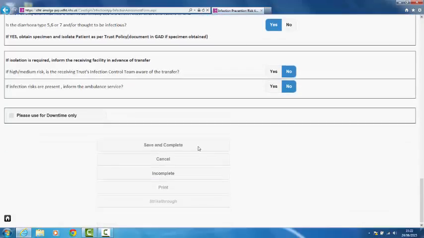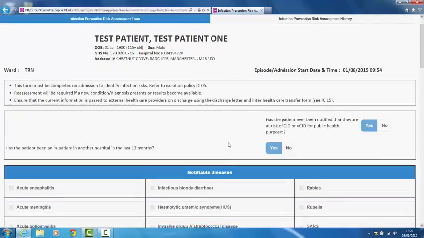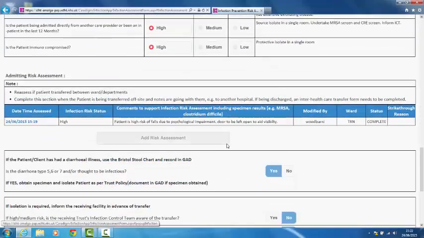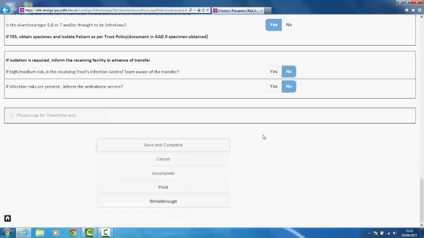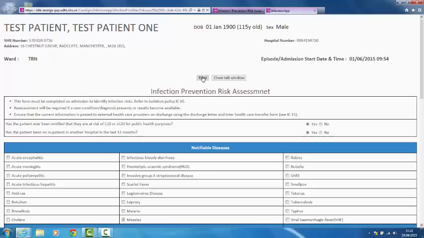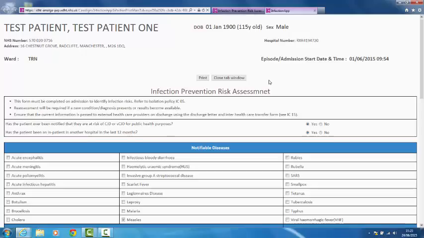Once all the boxes are ticked, you then click save and complete the form. This is now a permanent record. If you checked through and you felt there were some errors or mistakes, you can click on the strike through. Once you're happy, currently you are asked to print the document, clicking on both print tabs, and once it's printed, filing the patient's notes in the GAD document.